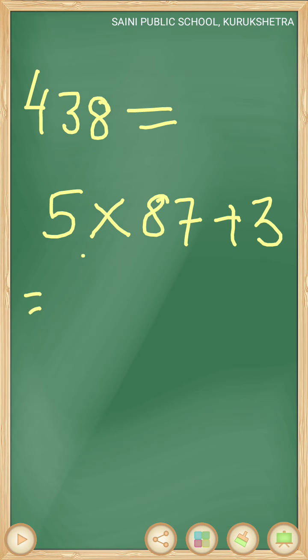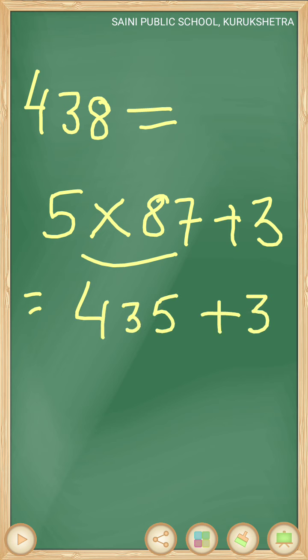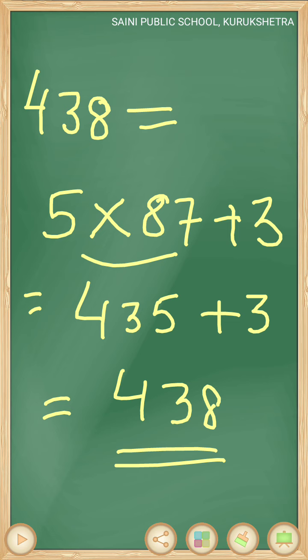Now 5 into 87 is equal to 435, plus 3. So it will be equal to 438. This is equal to the dividend. Left side and right side are equal. It means our division is right. In this way we can check whether our division is right or wrong.